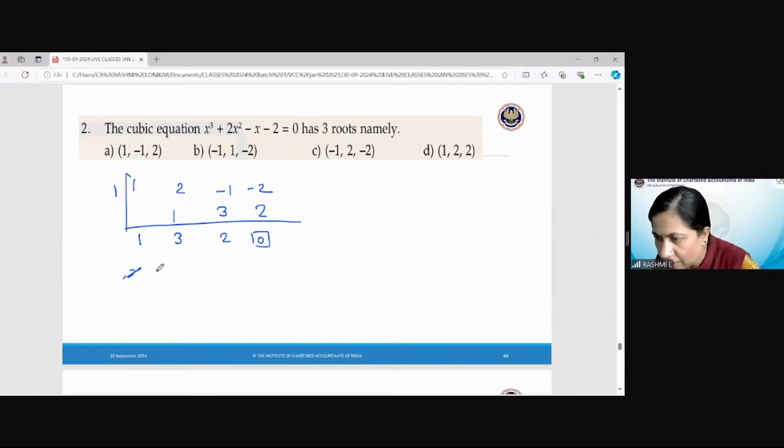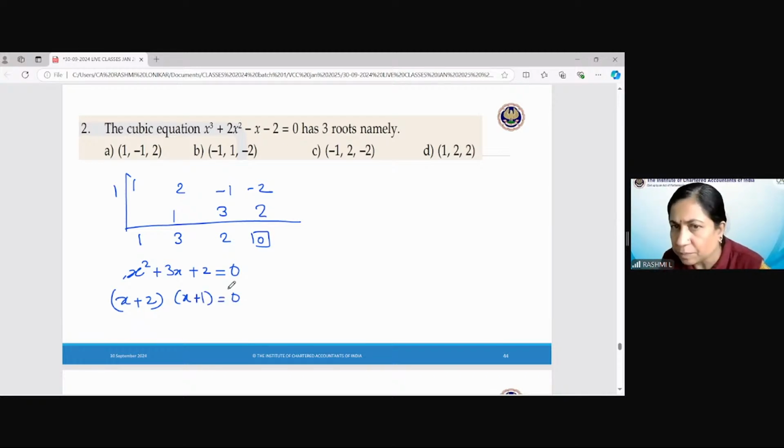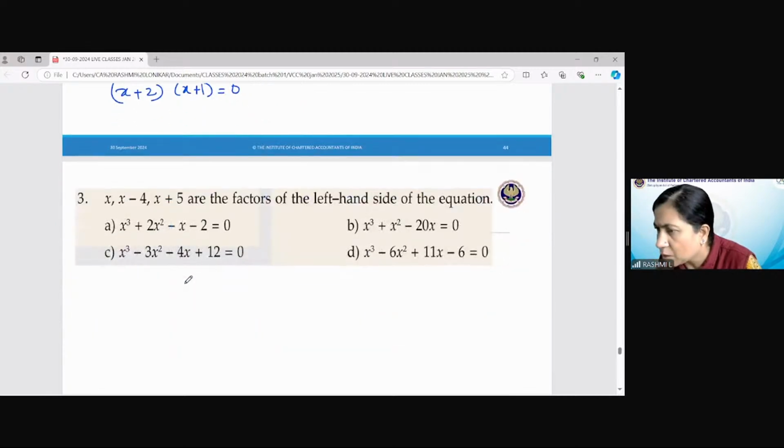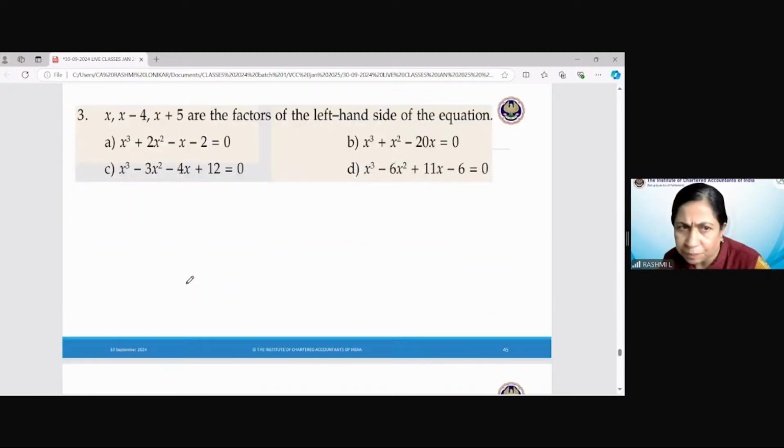Then I have x square plus 3x plus 2 is equal to 0. So x plus 2 into x plus 1 is equal to 0. Okay. So you have these factors. Okay. So you can solve this like this. Okay. Now here, third question.